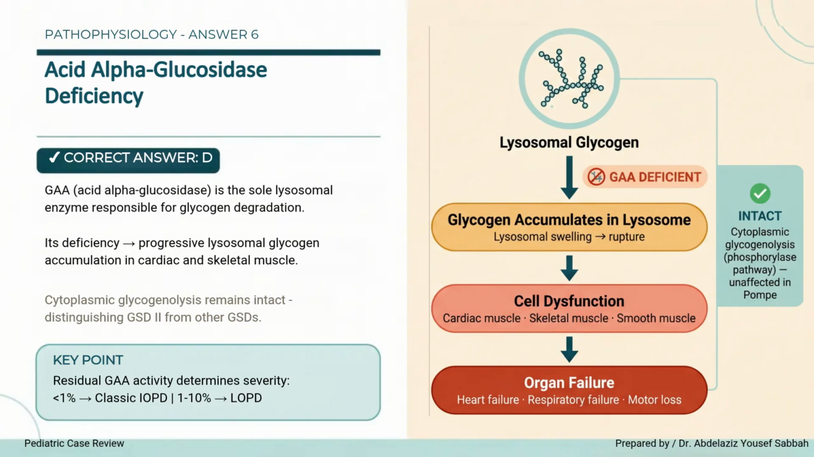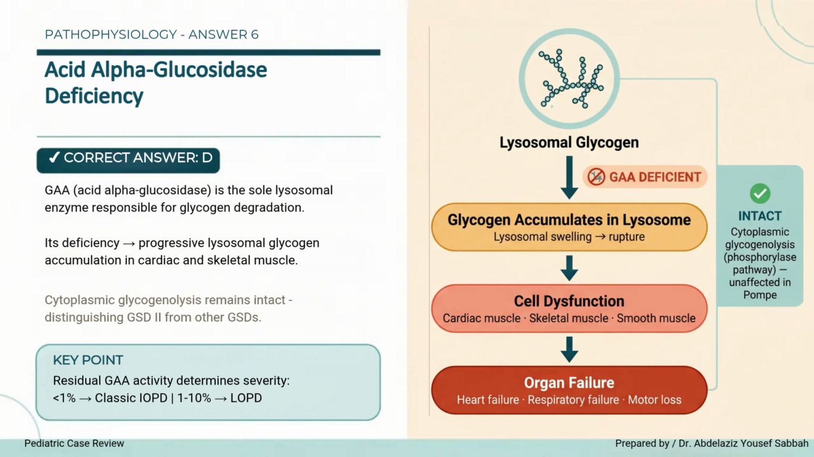The correct answer is option D, deficiency of acid alpha-glucosidase. Acid alpha-glucosidase is the sole lysosomal enzyme responsible for breaking down glycogen inside the lysosome. When it is deficient, glycogen progressively accumulates within lysosomes, especially in cardiac and skeletal muscle. The swollen lysosomes eventually rupture, causing cell dysfunction in cardiac, skeletal, and smooth muscle, and ultimately organ failure, including heart failure, respiratory failure, and motor loss.